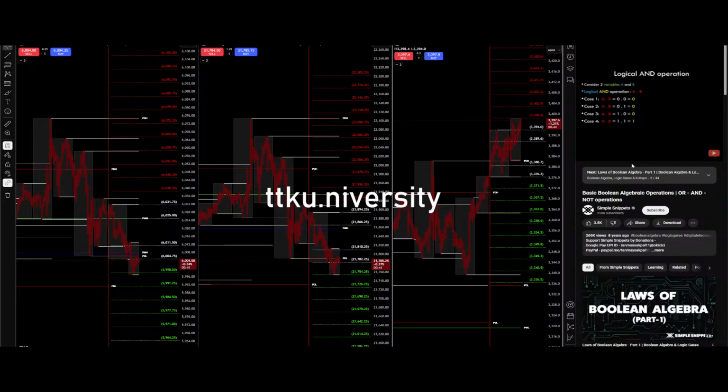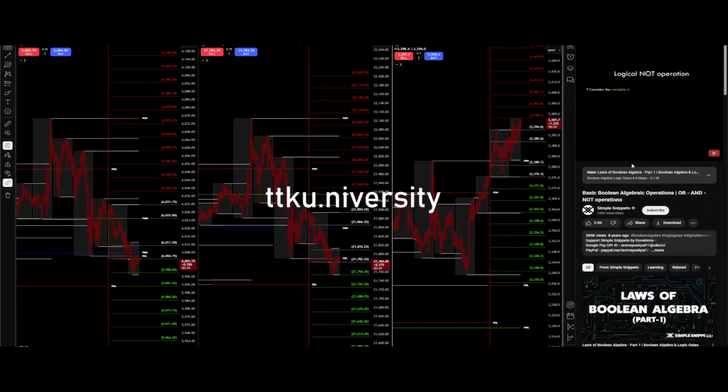Now summarizing all these cases in the form of truth table, we have the first and second column to be the input values A and B, and the third one to be the RHS or the output as shown. Now let's have a look at the logical NOT operation. Now the logical NOT operation works only on a single variable. So we consider the variable A.